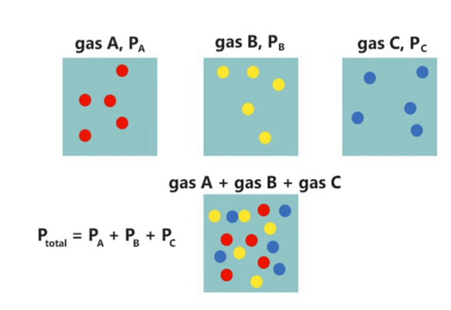P_V_O_2 equals venous partial pressure of oxygen.